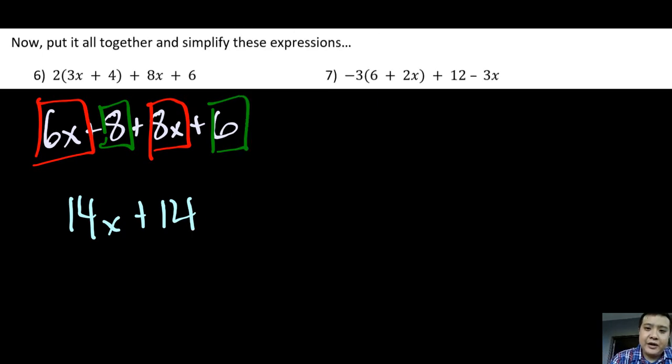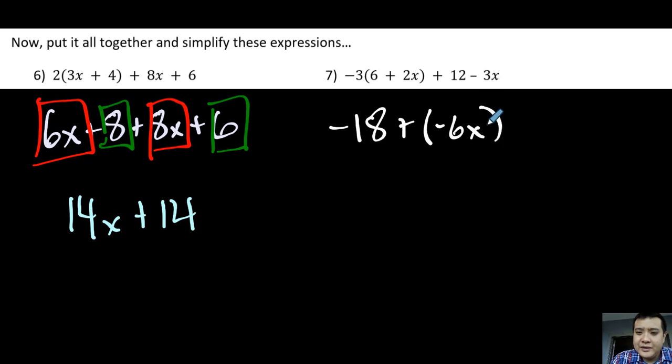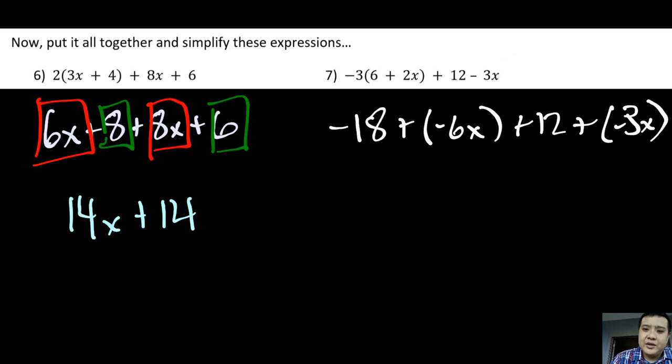Here we have some more distribution, but this time we're distributing a negative number. So we got negative 18 as a constant plus negative 3 times 2 is negative 6x plus another 12, which is another constant, plus negative 3x. And the reason it's plus negative 3x is because I changed it from subtraction to addition. We got like terms right here, and like terms right here and right here, because they are our constants.